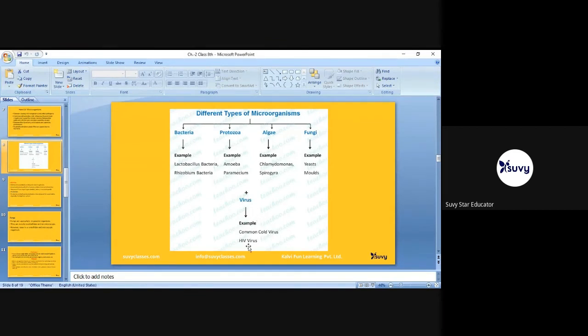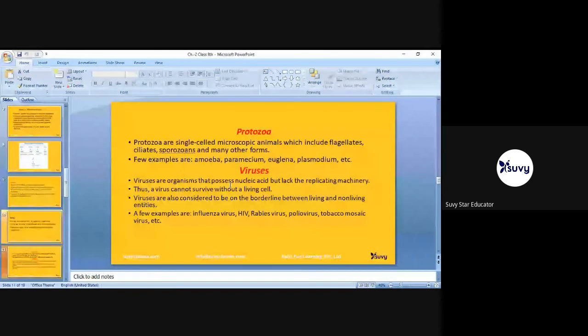Examples are the HIV virus, the common cold virus, and you can also write the coronavirus. Now, in their characteristics, I have told you that viruses are organisms that possess nucleic acid but lack the replicating machinery.